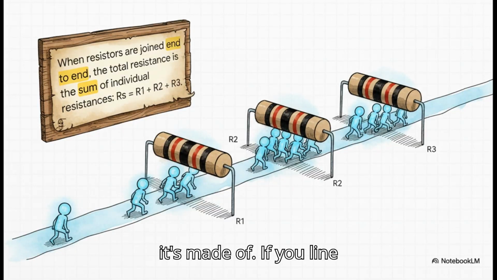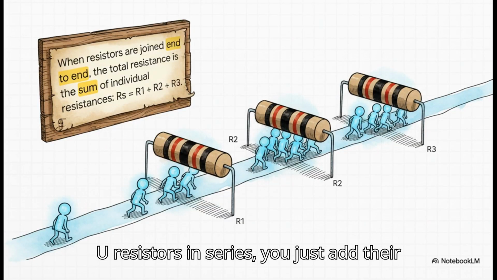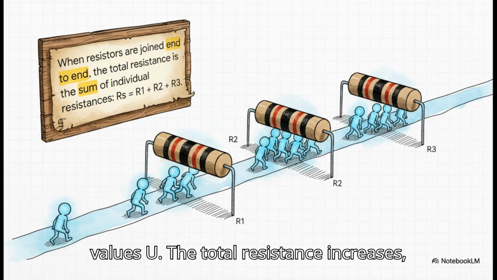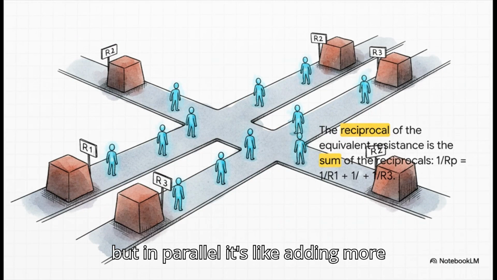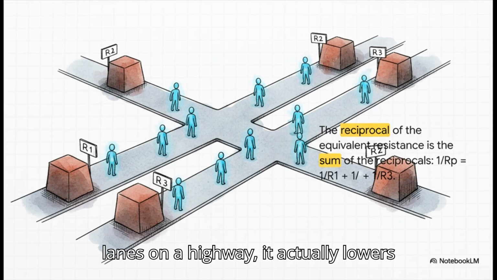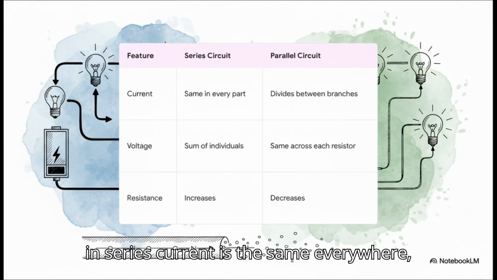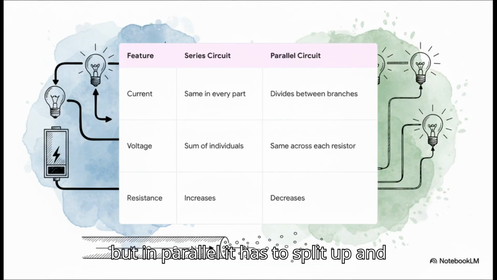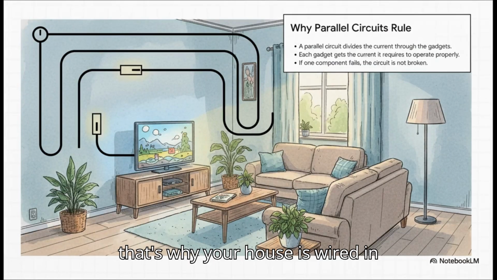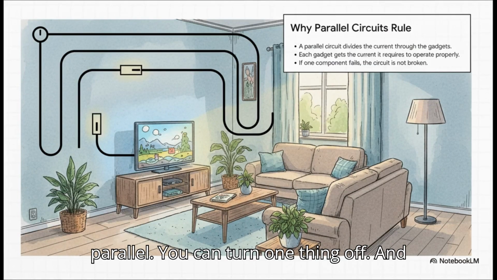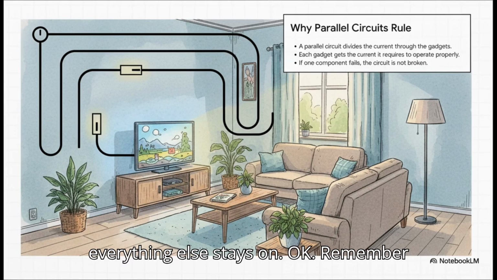If you line up resistors in series, you just add their values up. The total resistance increases. But in parallel, it's like adding more lanes on a highway. It actually lowers the total resistance. See the difference? In series, current is the same everywhere, but in parallel, it has to split up. And that's why your house is wired in parallel. You can turn one thing off and everything else stays on.